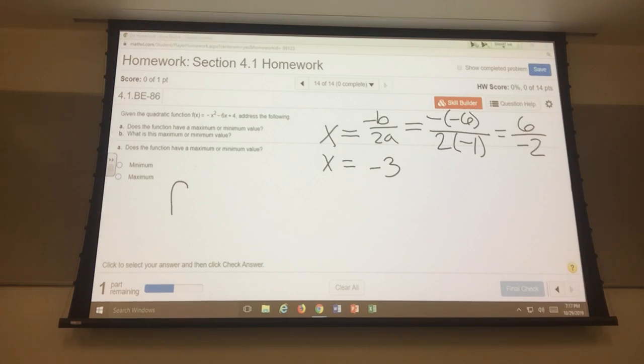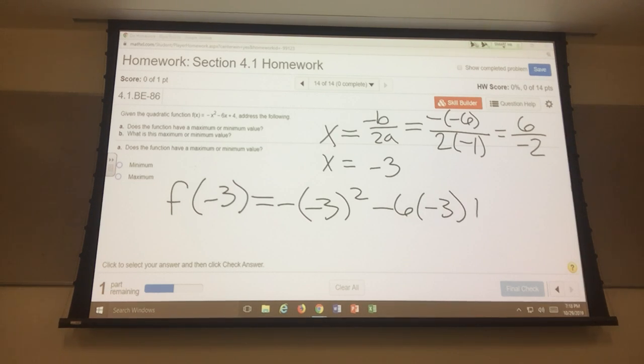So from there, we just want to plug in, right? So we would have f of negative 3 is equal to negative 3 squared. So only that negative 3 squared, not that outside front negative, right? Okay, because that will change things completely otherwise. Minus 6 times negative 3 plus 4. Okay, so then we simplify.